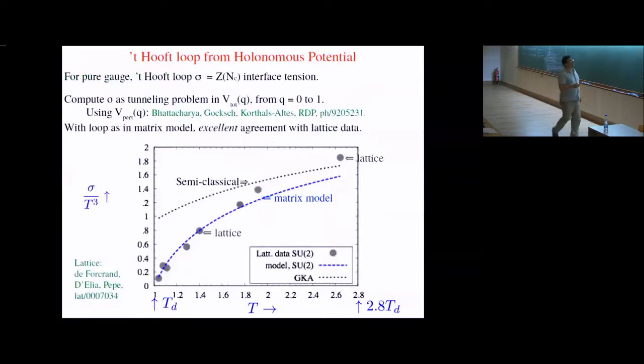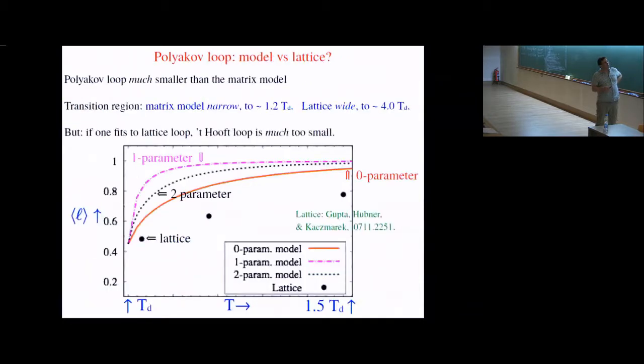This is something that Tanmoy Bhattacharya, Andreas Gocksch, Curtis Callan, and I did some time ago. And what we've done here is apply it. This was a calculation using just the perturbative potential. Here we've done it including the non-perturbative terms. And near the critical temperature, we obtained rather good agreement with the lattice results. So the point is that if we look at the 't Hooft loop, we get very good agreement with the lattice results. If we look at the Polyakov loop, we get horrible agreement.